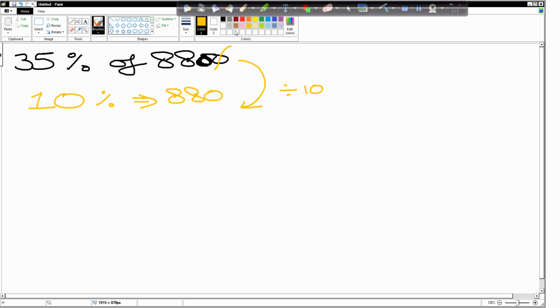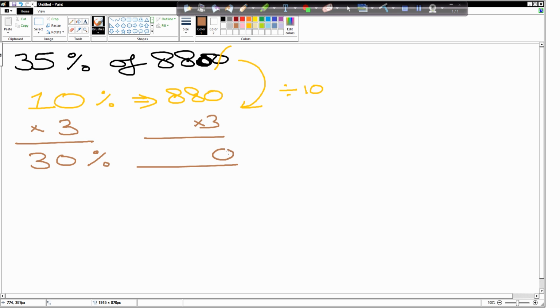880. Now we want to go from 10% to 35%. So what could we do now? We could do a nice simple step. We could times it by 3. And that will give us straight away 30%. Okay, so times by 3. We know 10%, so we can work out 30%, yes? Are you happy with that? 10 to 30. So 0 times by 3 is 0. 8 times by 3 is 24. So 2,640. Okay, 30%. So we've just worked out 30% by doing 2 steps.